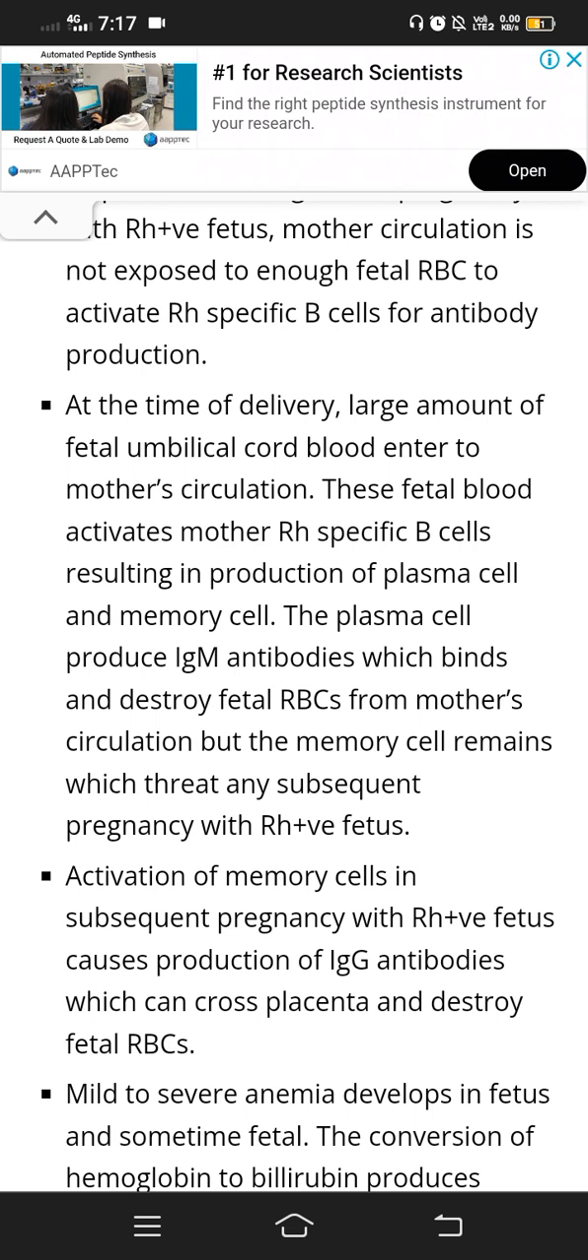At the time of delivery, a large amount of fetal umbilical cord blood enters the mother's circulation. This fetal blood activates the mother's Rh specific B cells, resulting in production of plasma cells and memory cells. The plasma cells produce IgM antibodies which bind and destroy fetal RBCs in the mother's circulation, but the memory cells remain, which threaten any subsequent pregnancy with an Rh positive fetus.